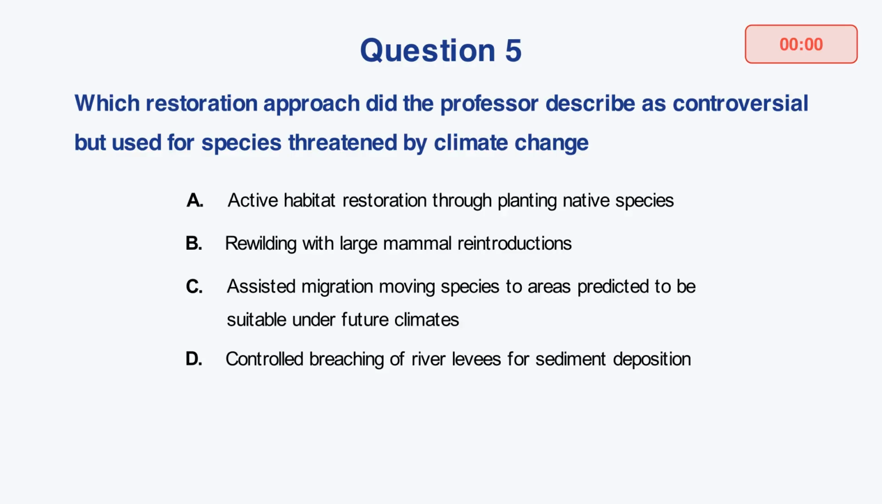Listen again to part of the lecture. Then answer the question. The classic example is Yellowstone, where wolf reintroduction produced a trophic cascade that changed vegetation and even river channels.